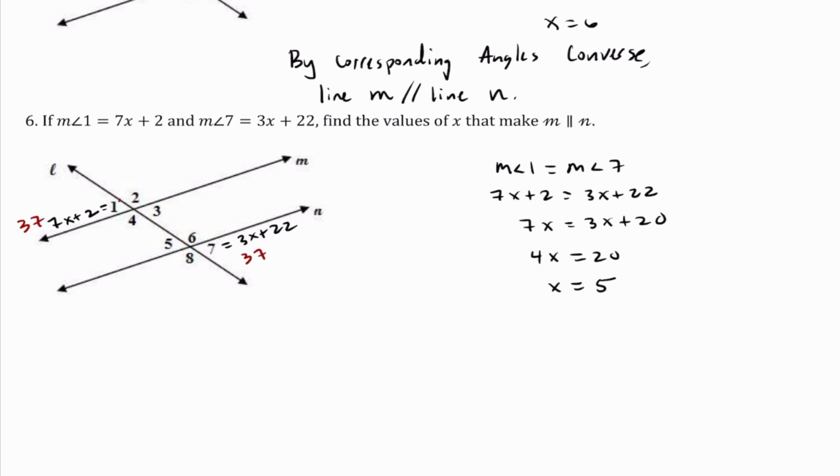So you can say that angle 1 is congruent to angle 7, and remember, these two angles are alternate exterior angles. When you have two lines cut by a transversal and the alternate exterior angles are congruent, we can say that lines M and N are parallel by the alternate exterior angles converse.